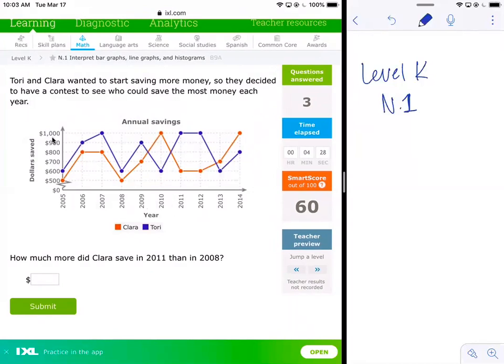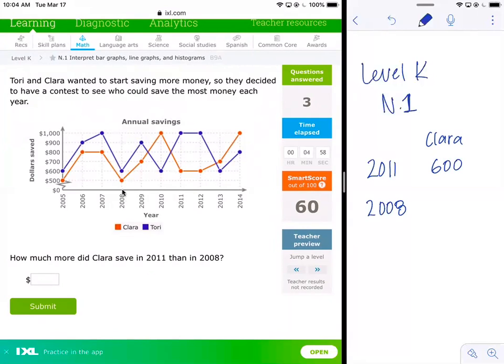It says this is the dollars that they saved over here. It says how much more did Clara save in 2011 than in 2008? So we're comparing Clara. So I'm going to use the orange bar. And if it was to save between 2011 and 2008. So I'm going to go to 2011 and look for the orange bar. It's right here, which is $600. I'm going to write down 600.